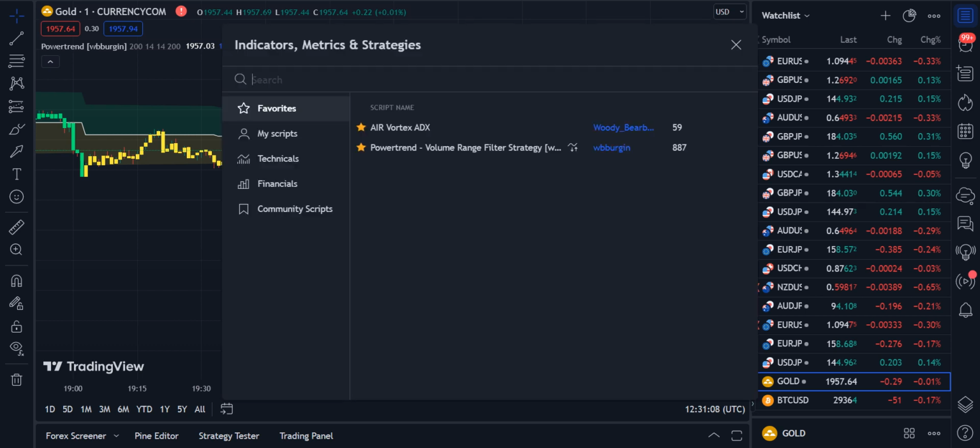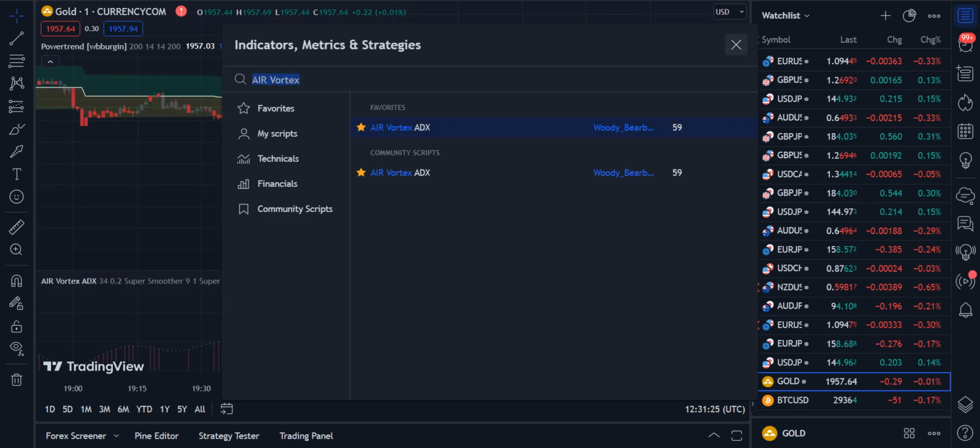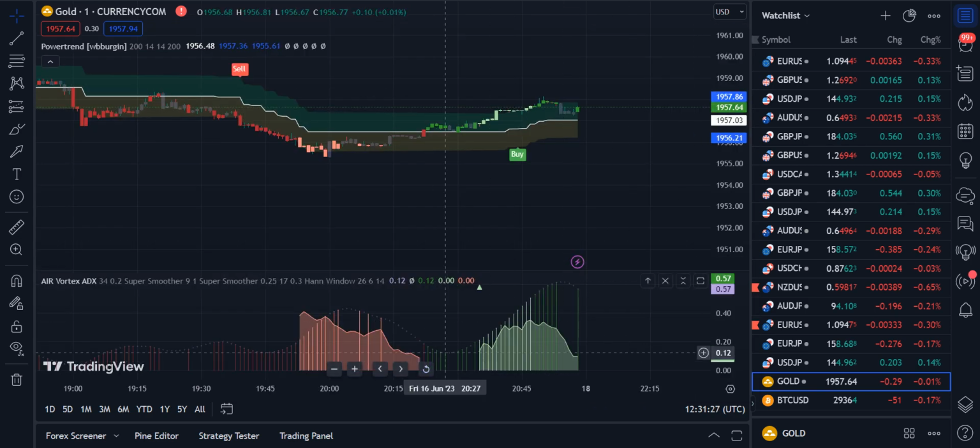Now let's add another indicator here, the second indicator, and that is the AIR Vortex ADX indicator, and only 59 traders are using this indicator, and this is by Woody Beer. So simply click on it, and it will be applied on your chart. So this is this indicator.